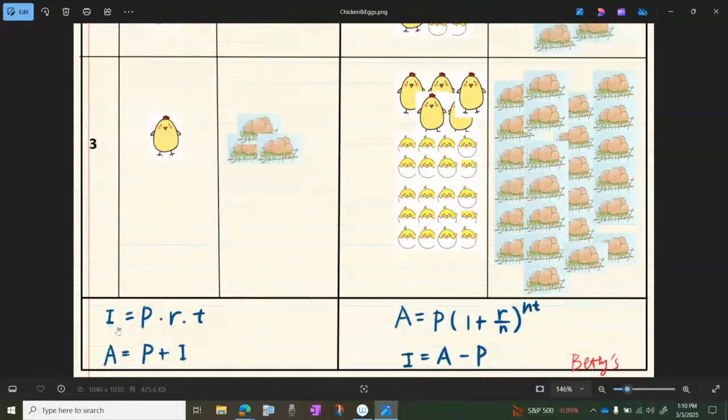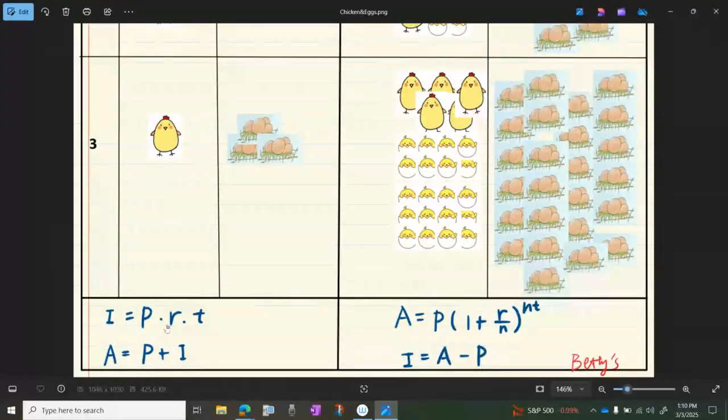This is the formula for simple interest. Let me explain the meanings of those variables. P here, capital letter P, represents principal. We understand what principal is, right? The original amount of money you deposit in an account for the purpose of earning interest. P represents principal. In our picture, the principal is the chicken.